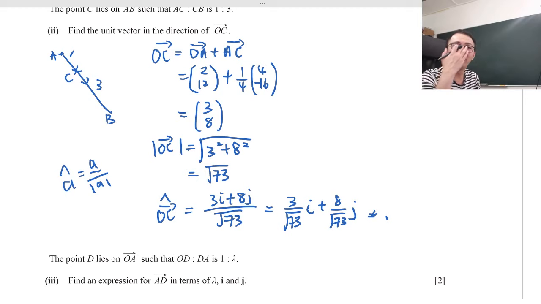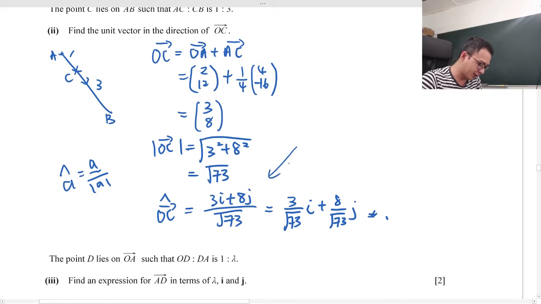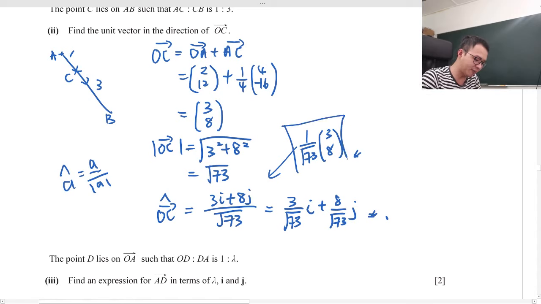You can write in the column vector, because as long as you have i and j, you can write in the column vector. I don't think they will deduct marks for column vector. If you don't write in the column vector, make sure you write i and j there. If I write this one in the column vector, I will just write 1 over square root 73 and 3, 8 here. This one is the correct one.